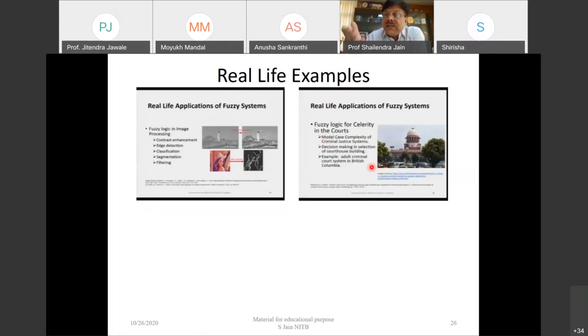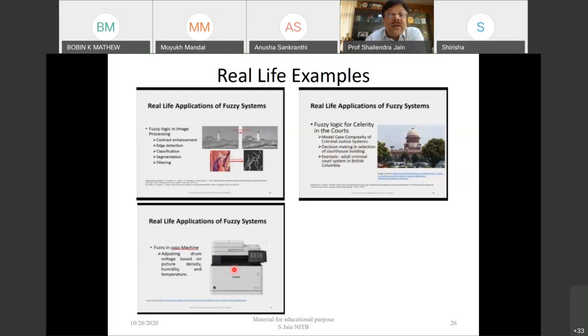In fact, recently we have a new experiment in the country for celerity in the courts. To model the case complexity of the criminal justice system, fuzzy decision making theory is being applied. Basically, we are taking the decision making and selection of courthouse building, for example, the adult criminal court system in British Columbia.